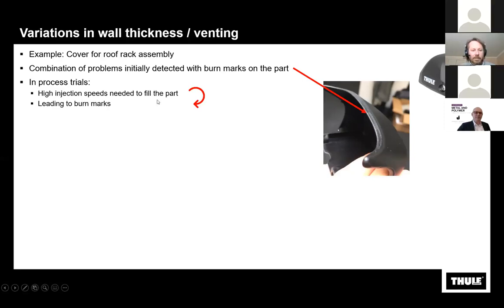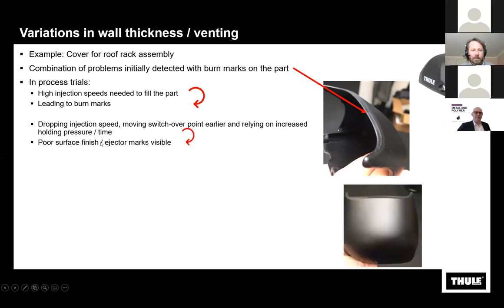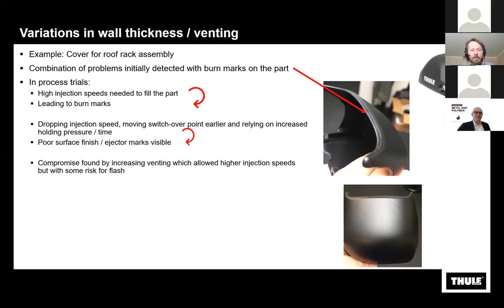We needed high injection speeds to fill the part, which led to burn marks. So if we dropped the injection speed, moved the switch point over point earlier, and then relied on increasing holding pressure and holding time to fill the part adequately, we got poor surface finish, as you might see with these ripples in the part. And with the higher holding pressure, the ejector marks were visible on the part. So this was not an option either. So we had to find a compromise by increasing the venting, increasing the ability for the air to escape from the cavity, which would allow then higher injection speeds, but with some risk for flash.